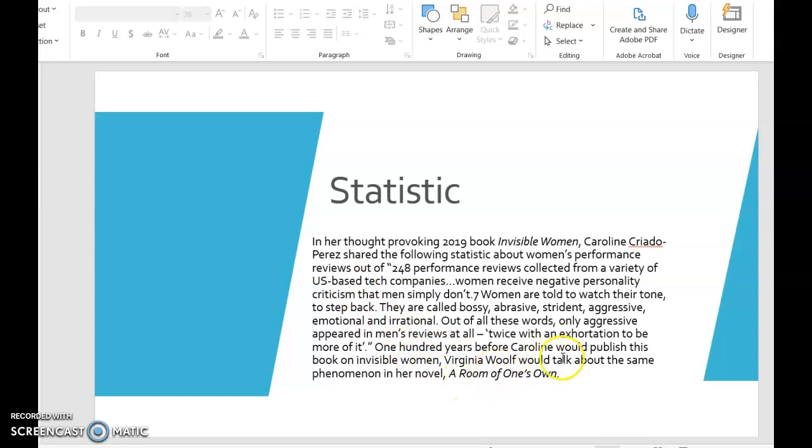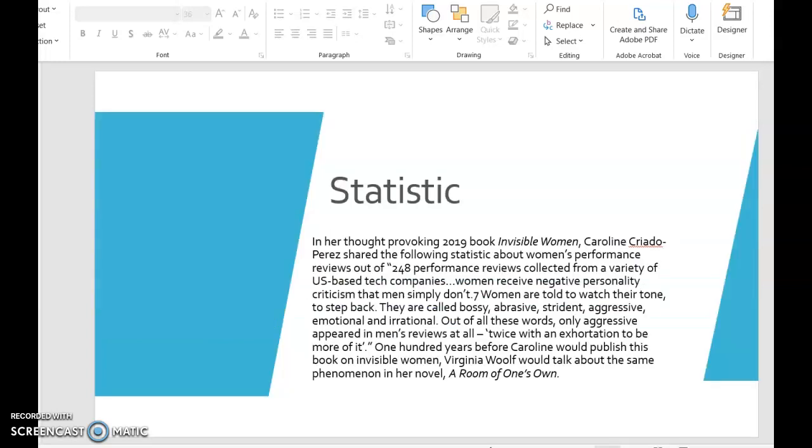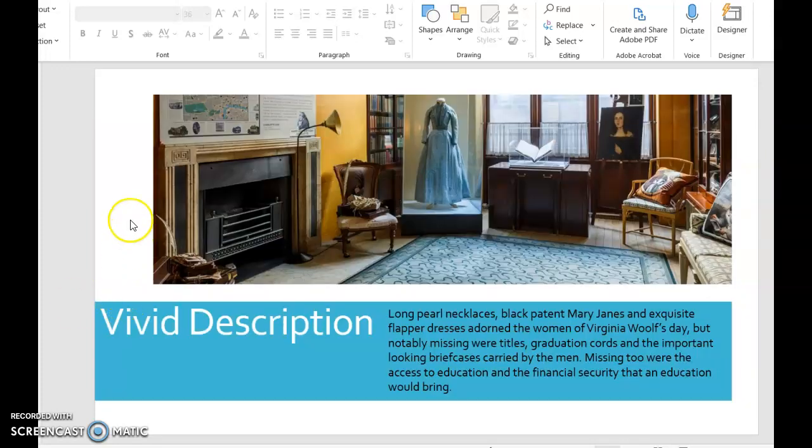100 years before Caroline published this book, Virginia Woolf talked about the same phenomenon in her novel. And again, the connection here is that they're both talking about how women are perceived and maybe the obstacles that come in their way. And I'm trying to make that clear. Obviously, all of these could be more refined than that one, definitely. But that's the idea, you're trying to give a statistic that gets them thinking about your topic, and yeah. All right, vivid description.